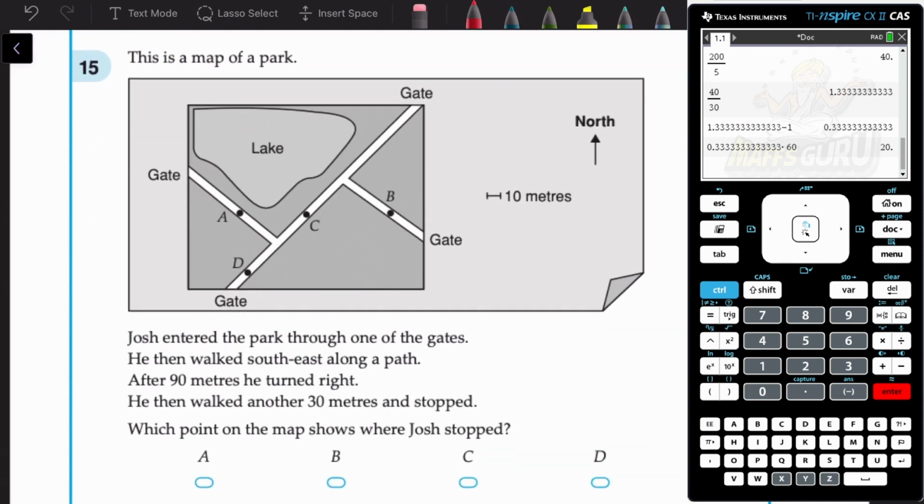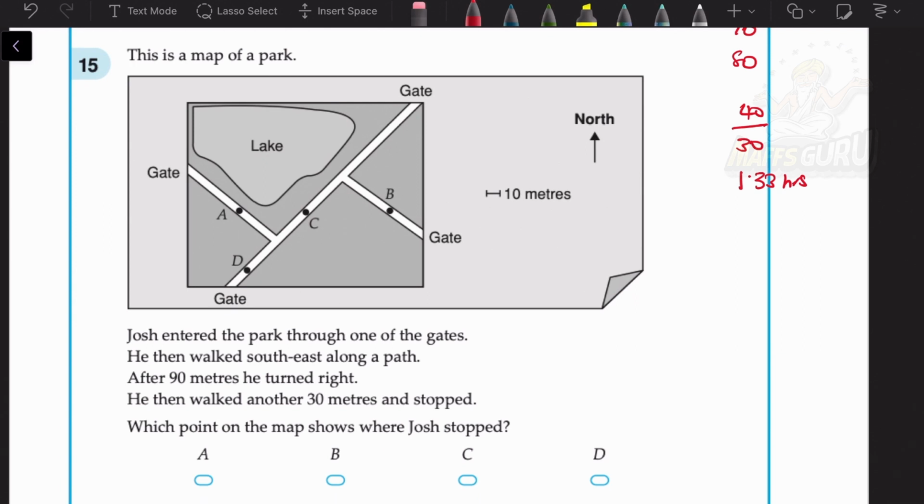This is a map of a park. Goodness gracious me. All right, what does it say? Josh enters the park through one of the gates. He then walked southeast along a path.